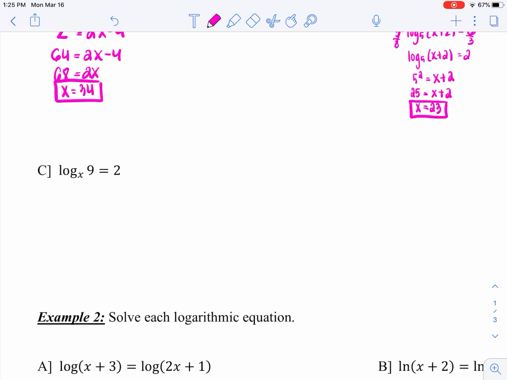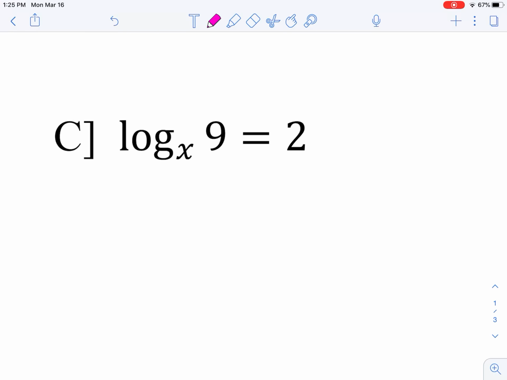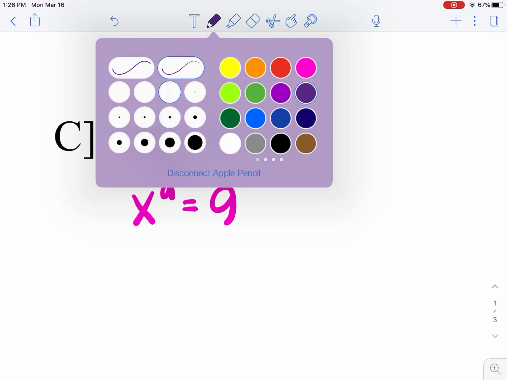All right, last one. Let's go ahead and see what we're dealing with here. So I have one log on one side, the log and its base and the argument are isolated, so I can rewrite in exponential form. My base, which is x, to the second power equals my argument, which is 9.